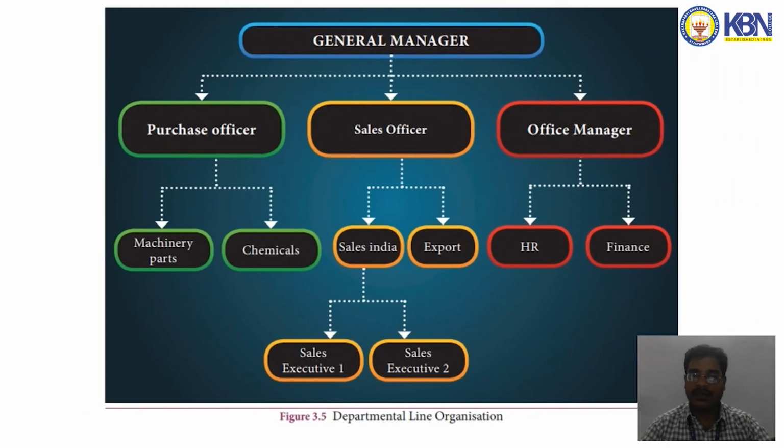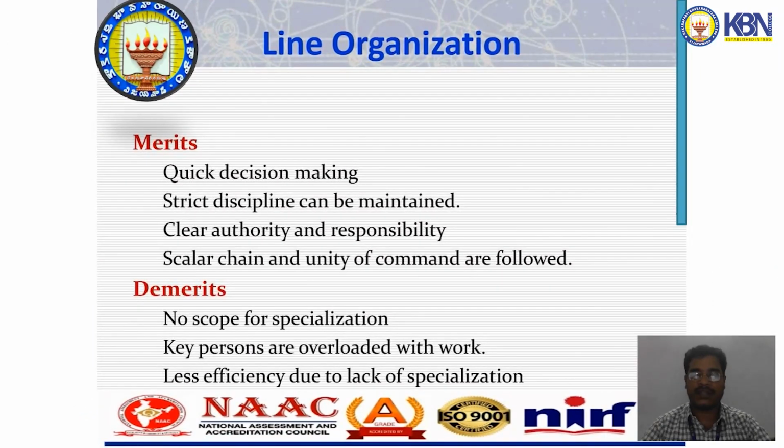And this is the departmental line organization. As the name itself mentions, this line organization is segregated into different departments. So we have a general manager. Under the general manager we have different departmental managers, and each department will carry out its own activities, right? That is what is called departmental line organization.